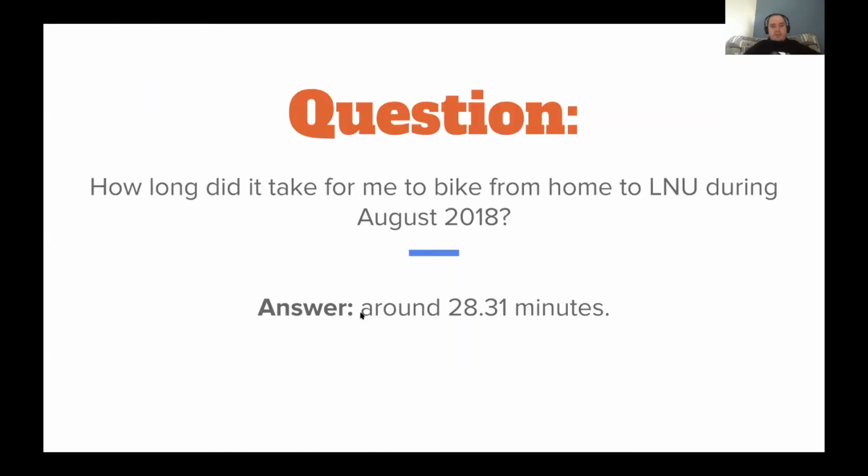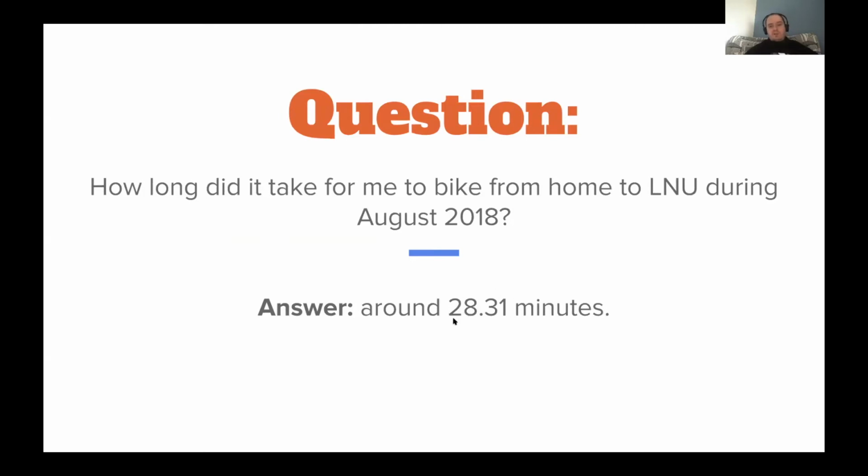So I can't ask in my research question, how is it that the distribution of the data looks like? That's not a statistical question. That's not a research question. You can use the histogram to present your data, but not to answer your research question. Our research question in this case would be, for example, how long did it take for me to bike from home to LNU during August 2018? And one possible answer to that would be around 28.31 minutes.